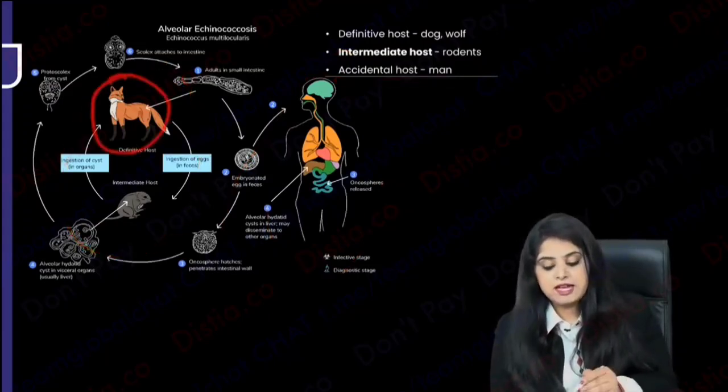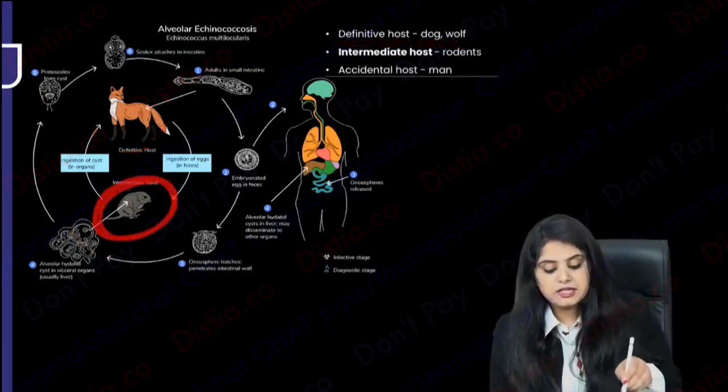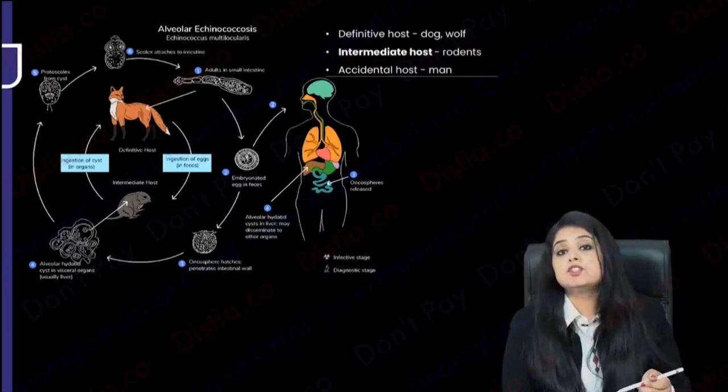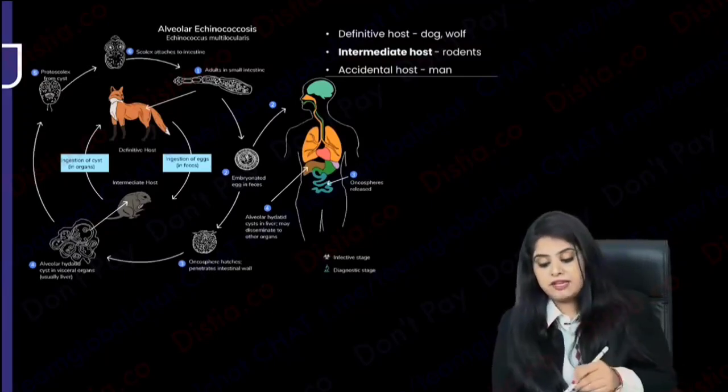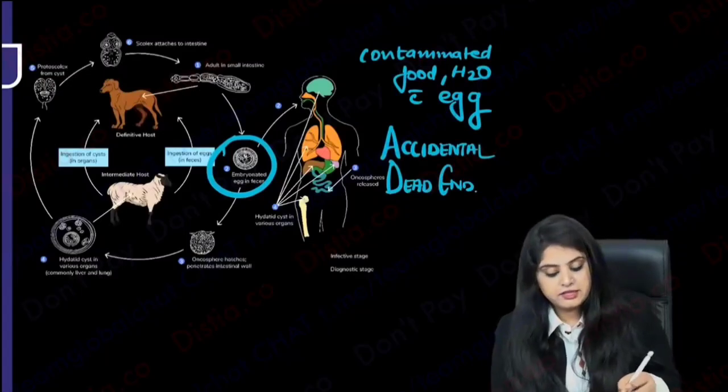Over here, you can still have the dog or the wolf, whatever. The story of the intermediate host has changed. Over here in multilocularis, you're going to have a chota sa rat. So now compare. See guys, if I go back to my hydatid cyst wala Echinococcus, we label it now.